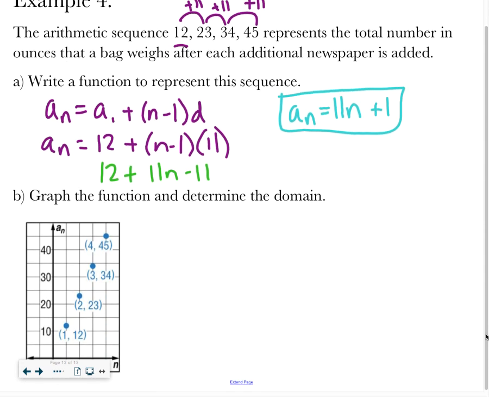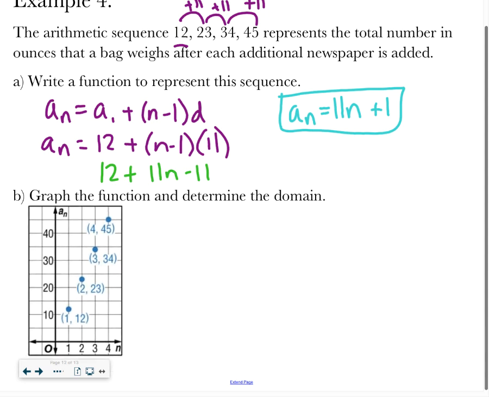Then part B asks us to graph the equation and determine the domain. So I already have the equation graphed just to save some time. The same process that we talked about in the last example. It only asked us to graph the ones that it had already given us. So our first term was 12, our second term was 23, our third term was 34, our fourth term was 45. Notice that when you're graphing arithmetic sequences, you just have dots. You don't connect them. We only have those dots.